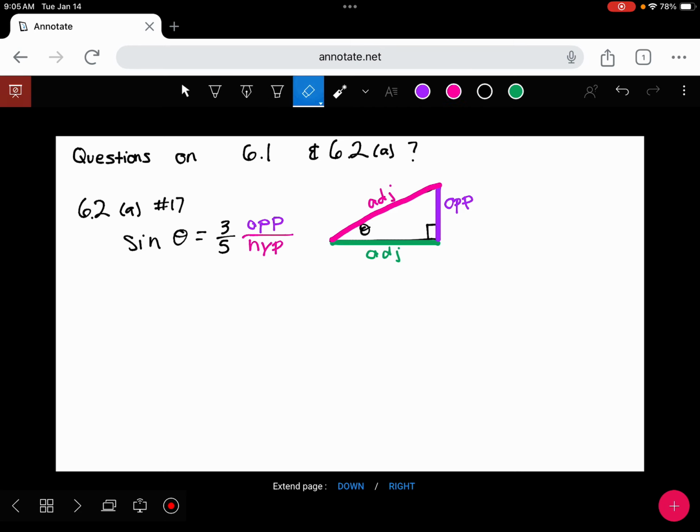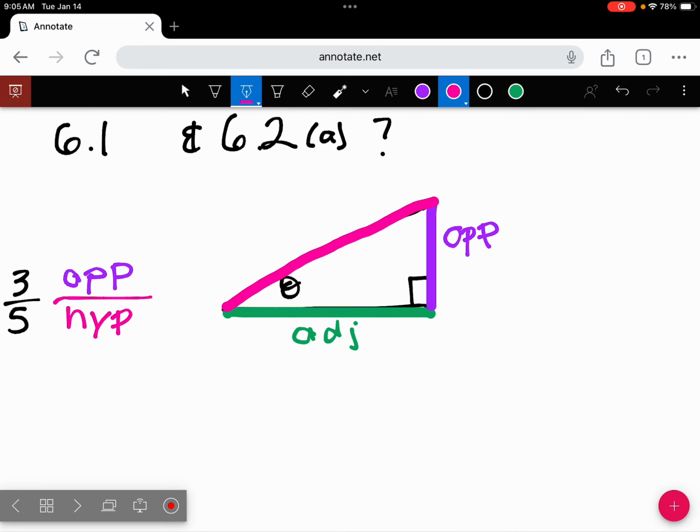And our adjacent, not adjacent, that's what happens when I think and write at the same time. Our hypotenuse is over here.